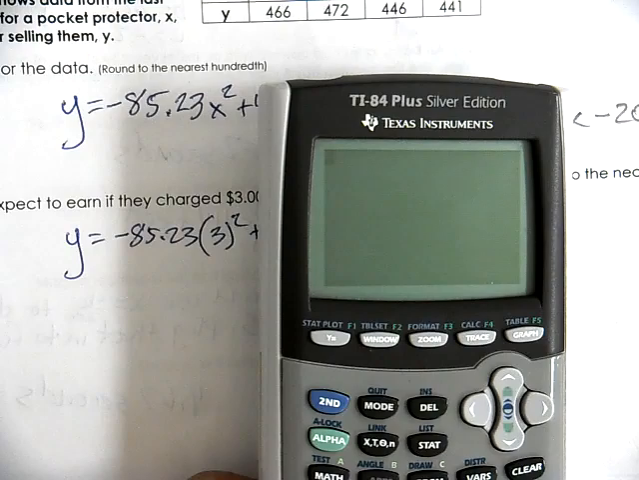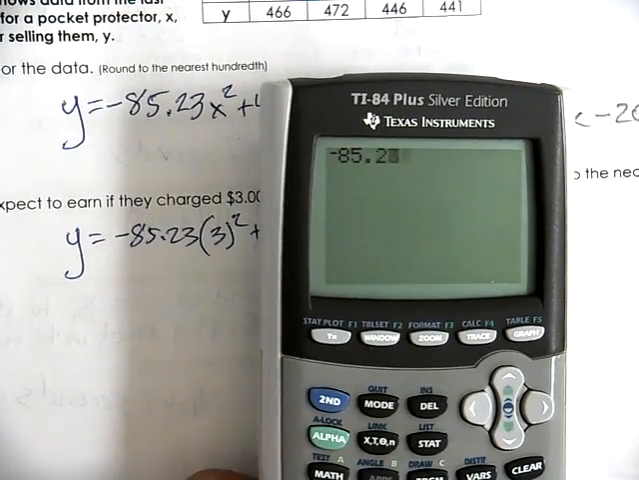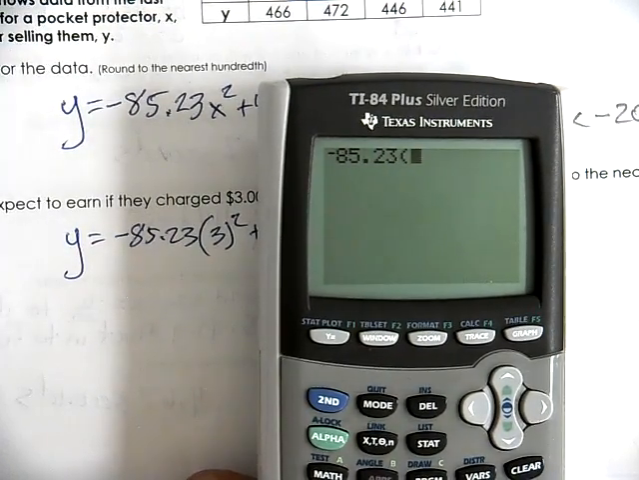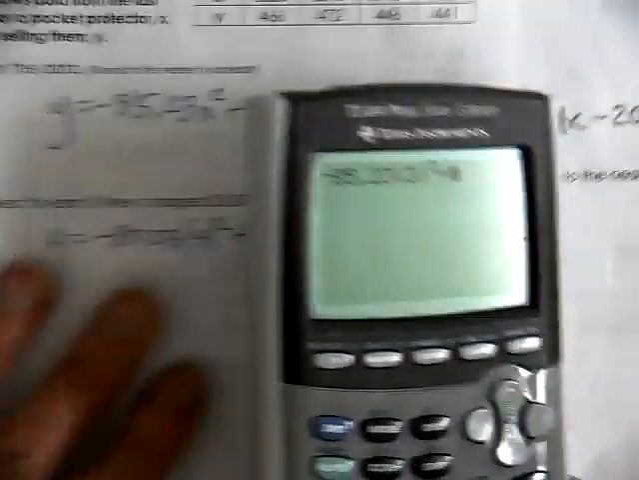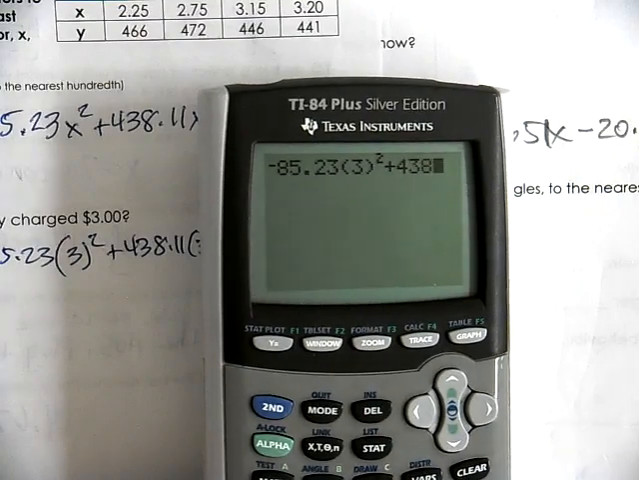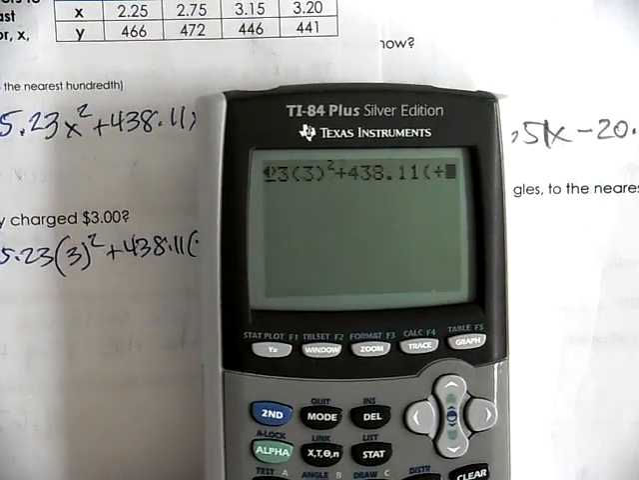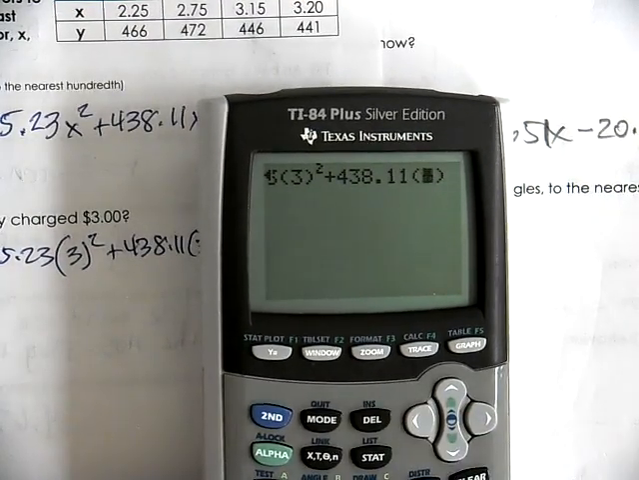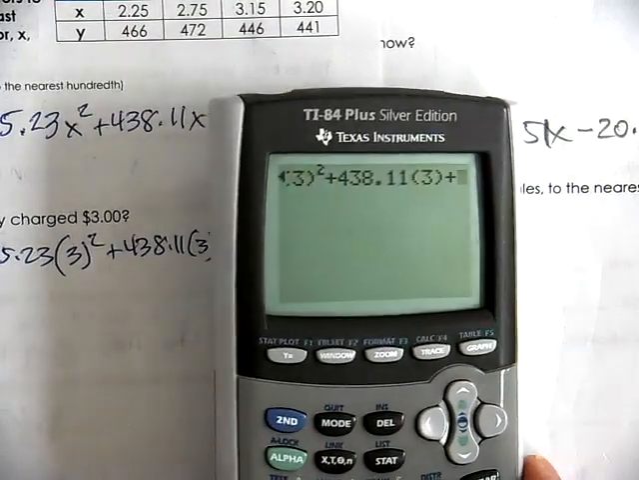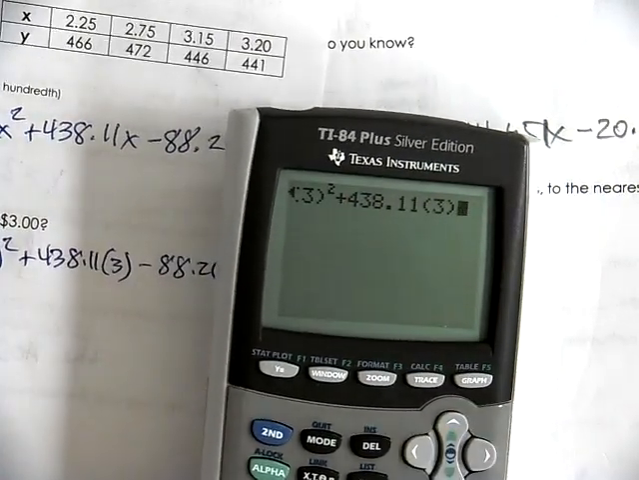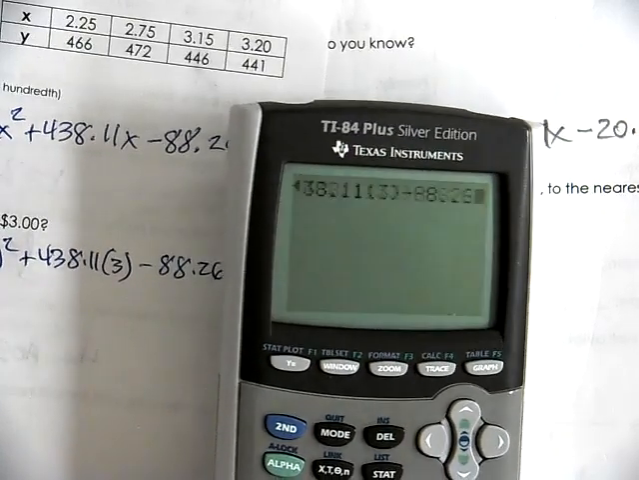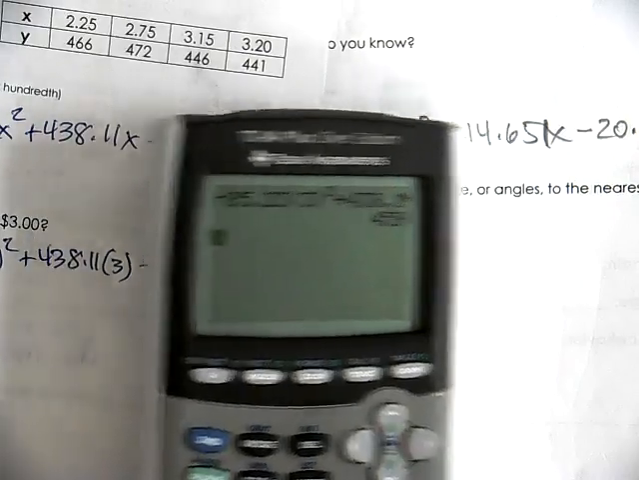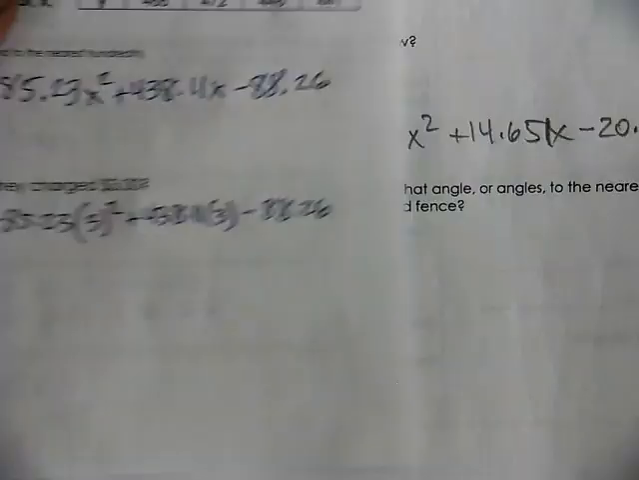So I cleared it out. Negative 85.23 times 3 squared plus 438.11 times 3 minus, got to put a minus there, 88.26. So we're going to make $459.